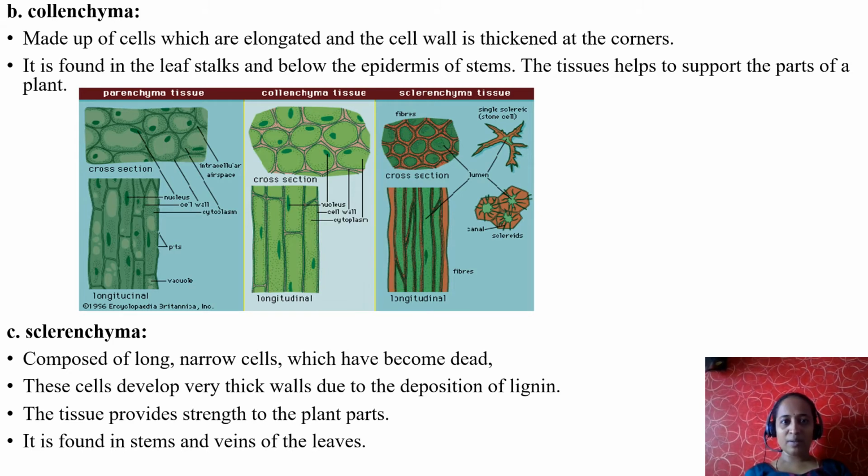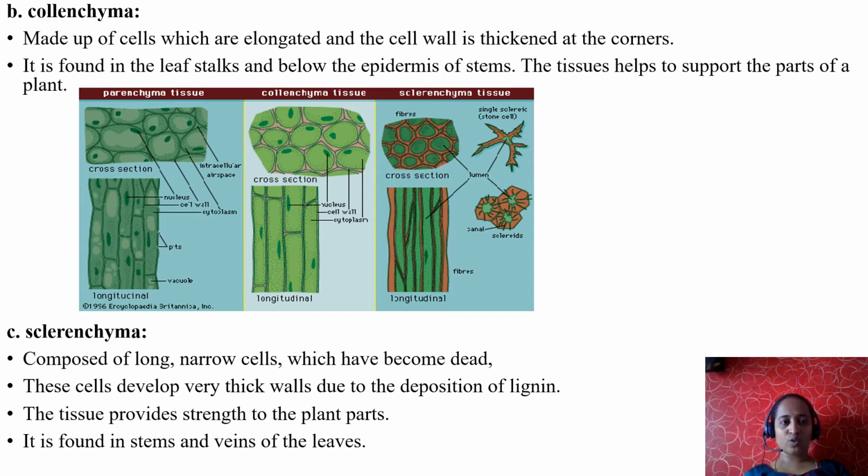Can you see the picture? The first picture indicates parenchyma. In the second picture, at the corner of the cell wall, there is a thickening of the cell. The cell wall is made up of lignin and cellulose. Next, see the collenchyma cells: the cells are elongated in nature. Next, the third type of tissue which gives support is sclerenchyma. Here the cells are long and narrow, and have become dead.